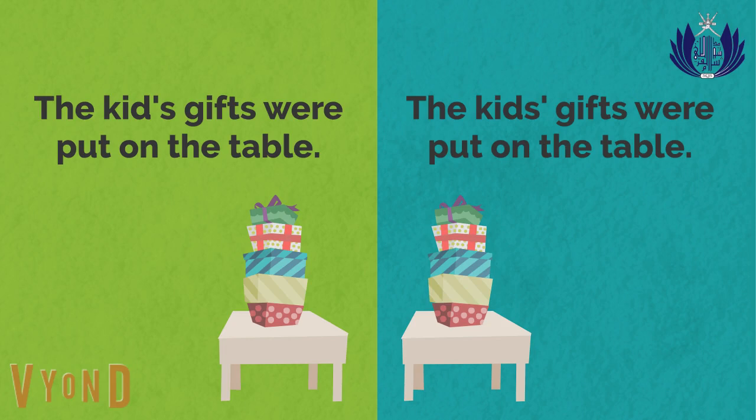The first sentence says, "The kid's gifts were put on the table." The second sentence says, "The kids' gifts were put on the table." So, what's the difference between the two? You are absolutely right. In the first one, the apostrophe is positioned before the S, and in the second sentence, it is positioned after the S. So what's the difference in meaning between them?